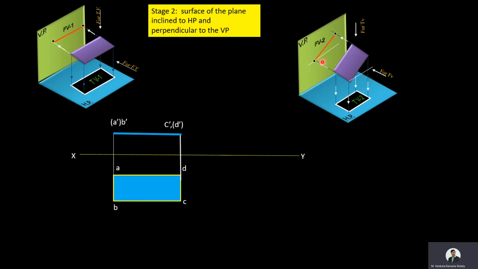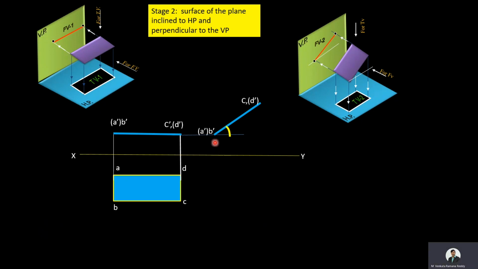That means in the case of front view, this A dash B dash is at a distance 20 mm above XY and this front view is making an angle theta degrees to the HP. That means we need to redraw this first stage front view to the second stage in such a way that this front view is going to make an angle theta degrees to the HP and this A dash B dash is at a distance 20 mm above XY line.